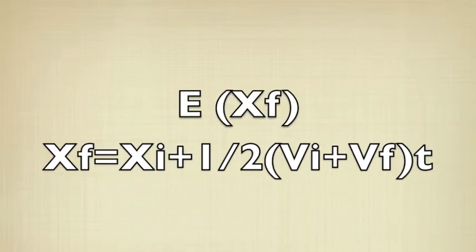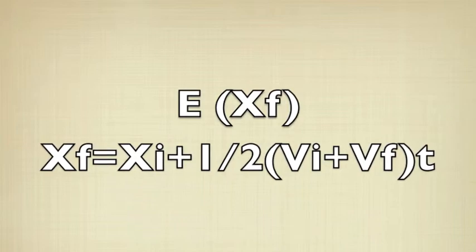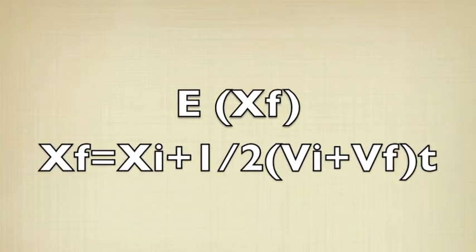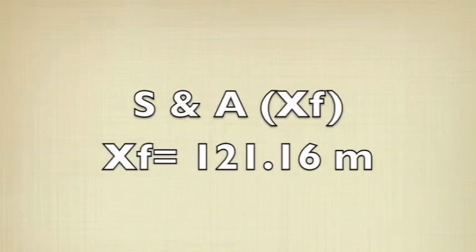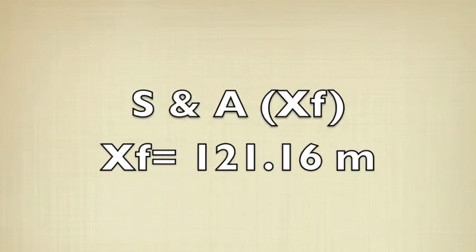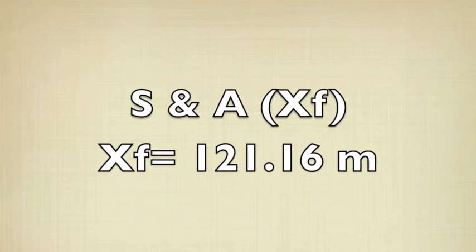We also had an equation to solve for XF, which was XI plus 1/2 times VI plus VF times time equals XF. After calculations, we found out that XF equals 121.16 meters. This means how high the ball went at its highest point.